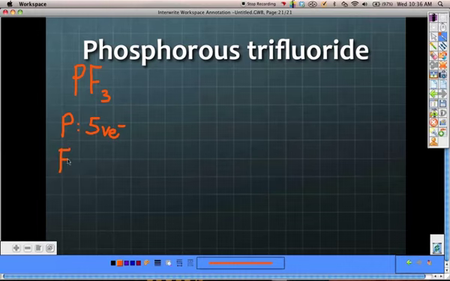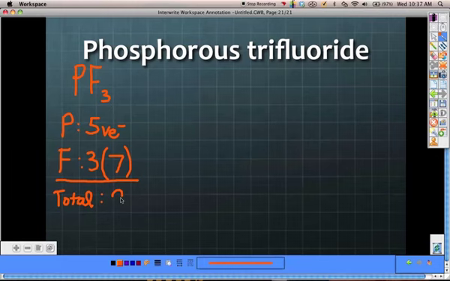Fluorine. There are 3 fluorines, and each of them have how many valence electrons? 7, yeah. 7 valence electrons. So my total that I'm going to be checking for is how many? Yeah, 26. I'm going to look for 26 total electrons on my diagram.